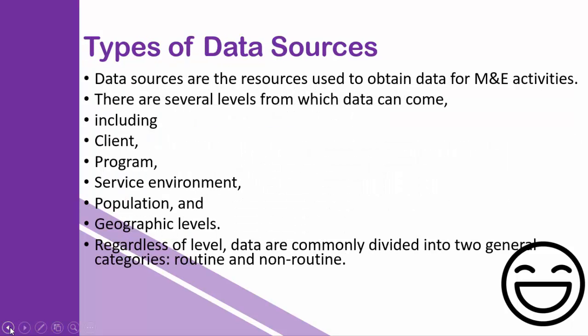Okay, so now let's look at the types of data sources. We've got different types of data sources used to obtain data for M&D activities. You've got the client, the program, the service environment, geographical levels, and so on and so forth. But all this is trying to tell you is that these sources of information can come from anywhere.